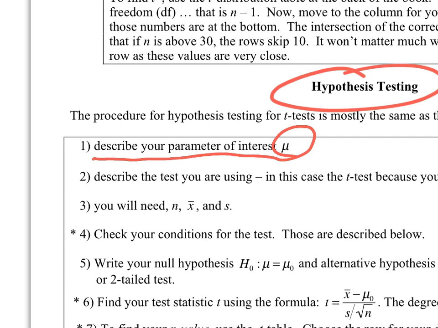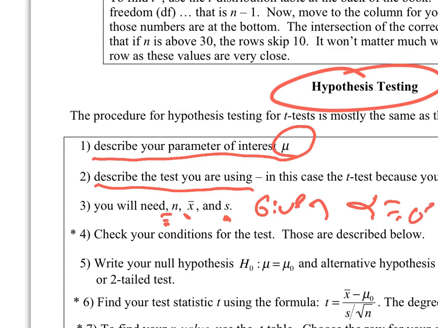Two, describe the test you are using. Right now, what kind of test are we using? A one sample t-test. In your given, this is your given, guys. You need to have n, your average of the sample, and the standard deviation of the sample. Where do you think you get those if they don't tell you what they are? Calculator. Yes, you put the data in yourself, and you use your calculator. Also, one of the other things you need to write down is your alpha. He mentions it later, but I like to put my alpha in my given.